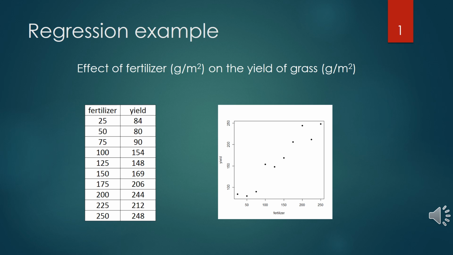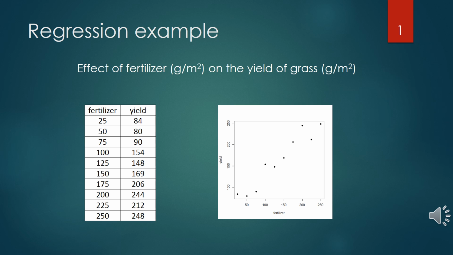On the screen is some data of the effect of different levels of fertilizer upon yield of grass. Producing a scatter plot of these on the right, you can see that as fertilizer increases, so does the yield. It's also important to note that in this case, our response variable, which can also be called the dependent variable, is yield, and our explanatory variable, or independent variable, is fertilizer. More specifically, it's thought that the level of fertilizer has an impact on the amount of yield.